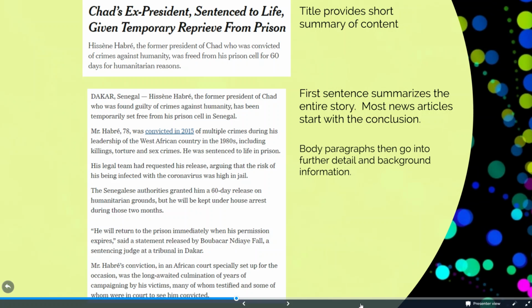Instead of it starting off with, on Tuesday this happened, and then on Wednesday this happened, the information is organized in a way that all of the information is provided up front. Then if we continue reading, it gets into more detail of the specifics. So you should be able to skim a news article and really get a sense of what the entire article is going to be about just from the beginning.